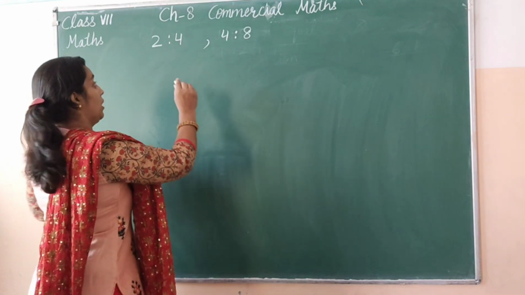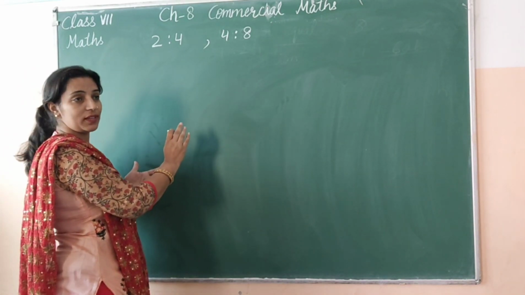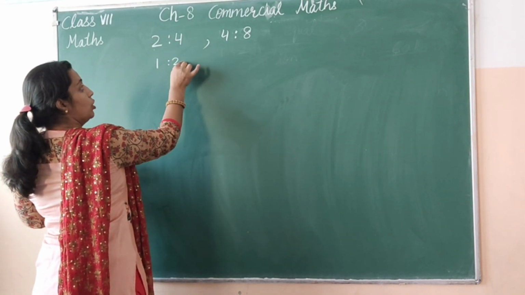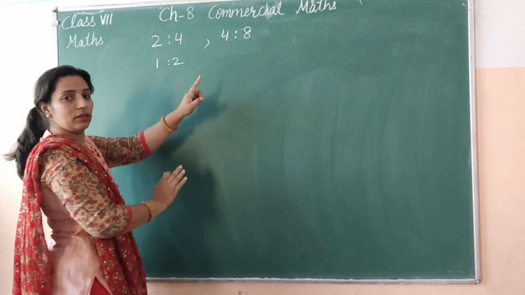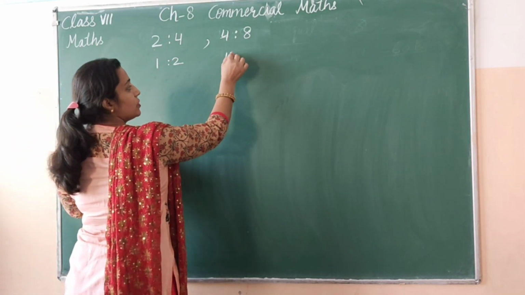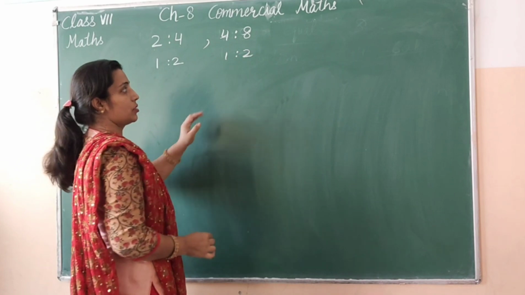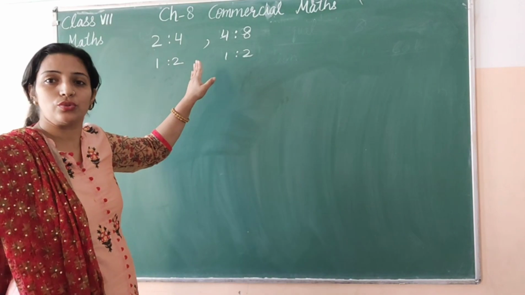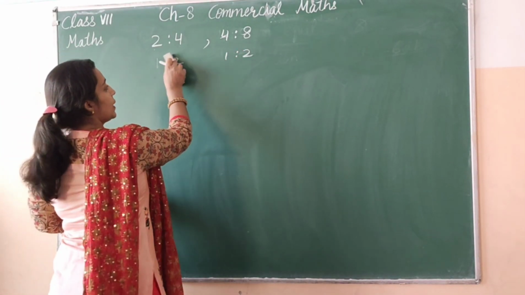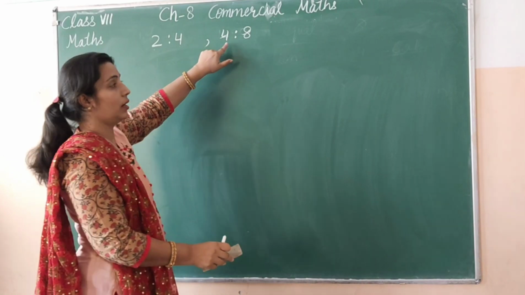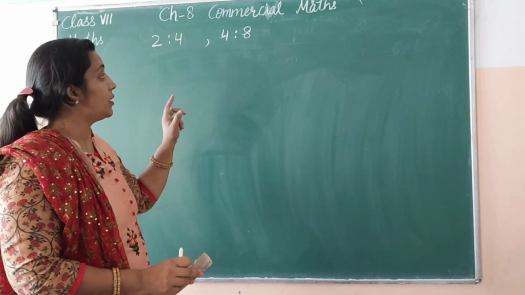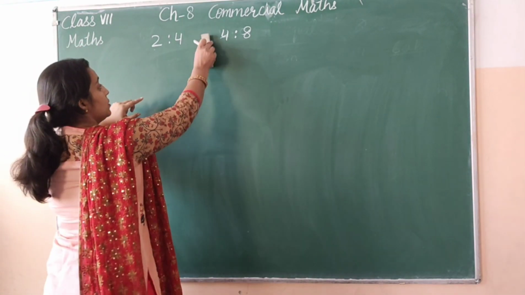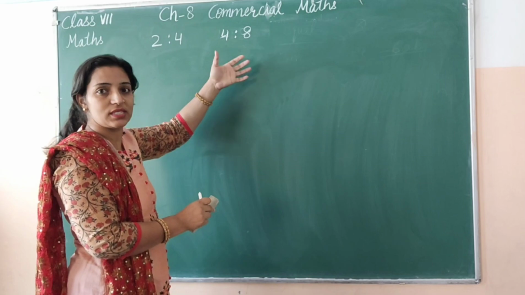How? We know that ratios are always in simplest form. So when we write it in simplest form, 2 ones are 2, 2 twos are 4. So 2:4 in simplest form will be 1:2. In the same way, 4 ones are 4, 4 twos are 8. This will also be 1:2. It means these two ratios, 2:4 and 4:8, are equal. So when the ratios are equal, they are called a proportion.